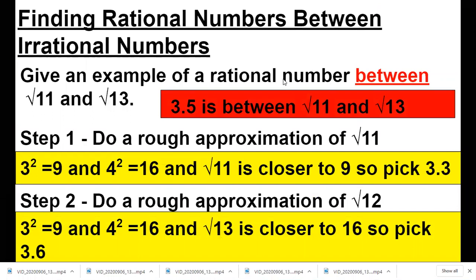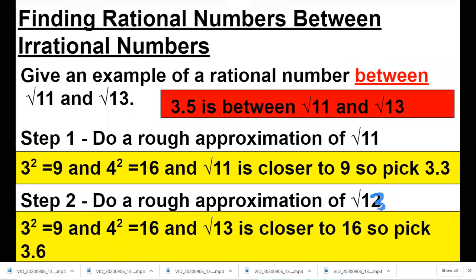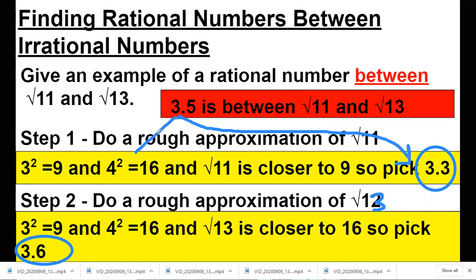So 3.5 is between square root of 11 and square root of 13. Why did I pick 3.5? Because I have to go between 3.3 and 3.6. So 3.5 is between the approximation of square root of 11 and the approximation of square root of 13. That's how to get a rational number in between two irrational numbers.